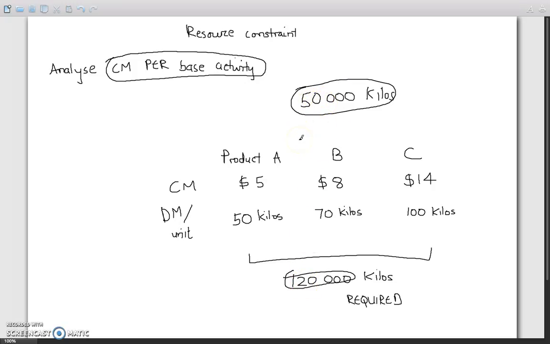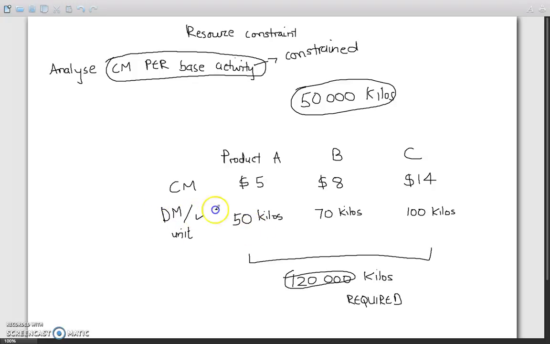That is a problem now because you really need 120,000 and 50,000 is available to you. What would you do now? What is your next step in this case? Well, now you have to find the contribution margin per base activity. Base activity basically is the constrained resource. So in this case, what is the constrained resource?